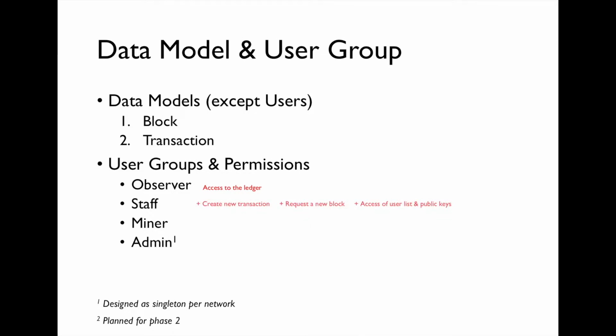The user group above observer is called staff. Staff users are permitted to create and submit a new transaction, request a new block mining, and access the user list. By obtaining public keys of other users, a staff user will be able to participate in digital signature verification once needed.